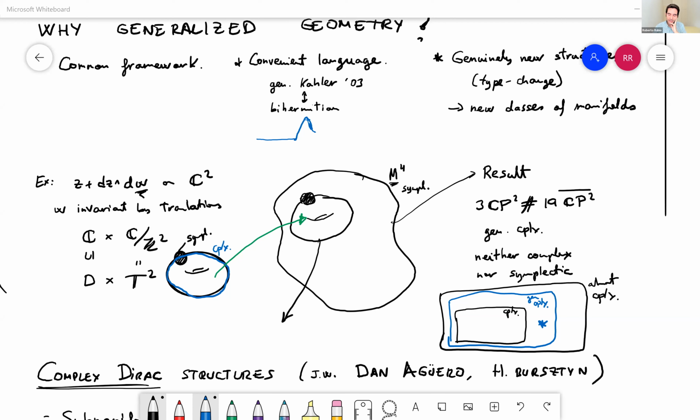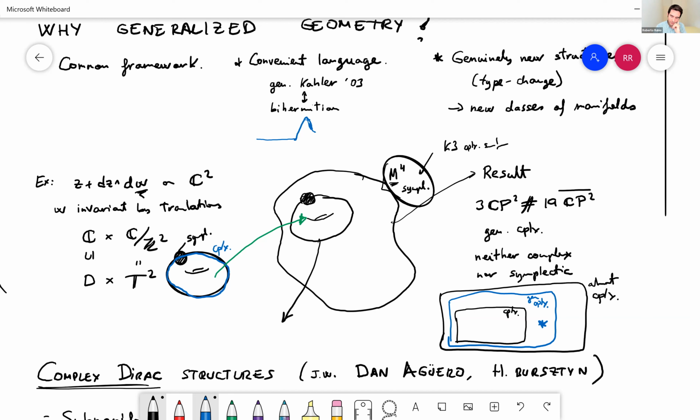Because this is some kind of K3 complex surface, a kind of fibration of a K3 complex surface. Your manifold to start with is symplectic, okay? And then you end up with something which is neither complex nor symplectic. So you remove the torus there, and you are going to glue the other one in a special way.